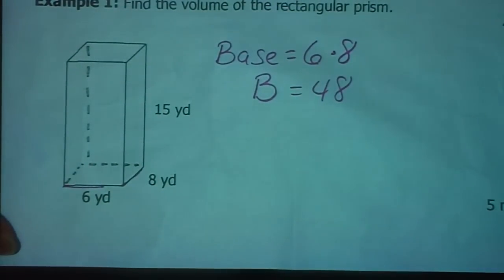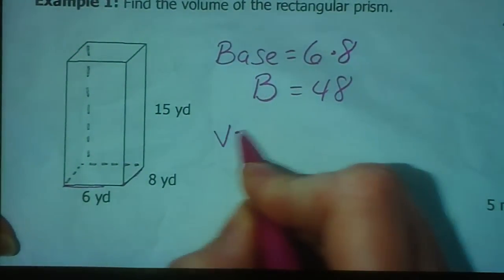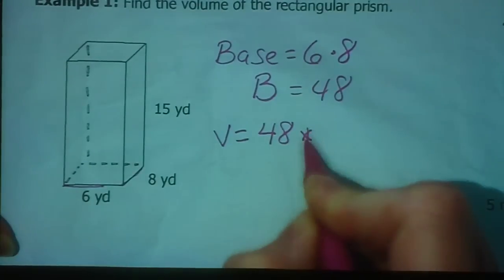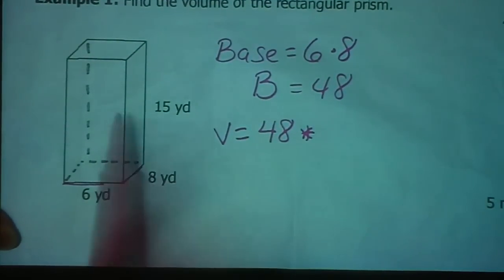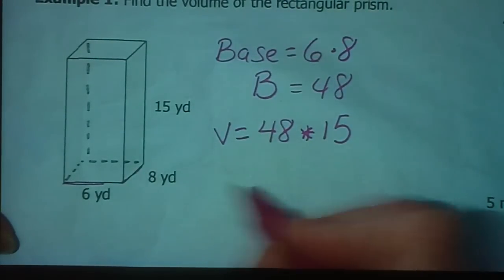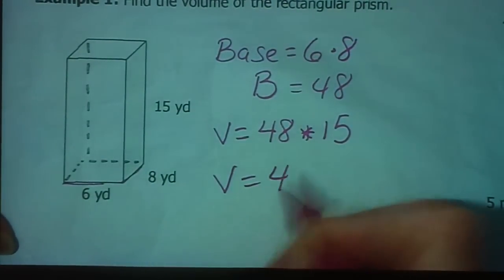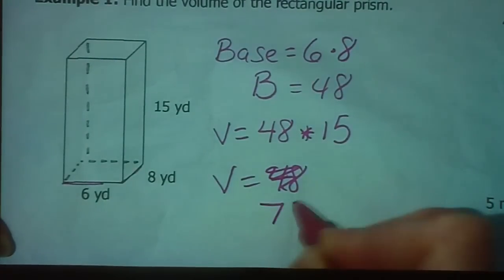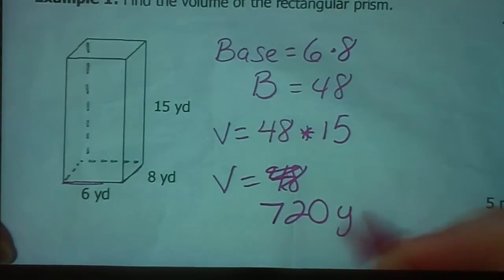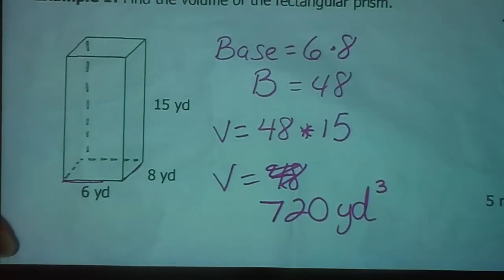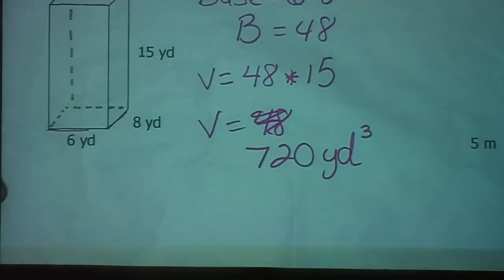Now we need to multiply that by the height. So the volume is the area of the base, which is 48, multiplied by the height of your rectangular prism, which is 15, for a total of 720 yards. And for cubic units, now we use a little 3 for our exponent. So 720 cubic yards would fit inside of that box.